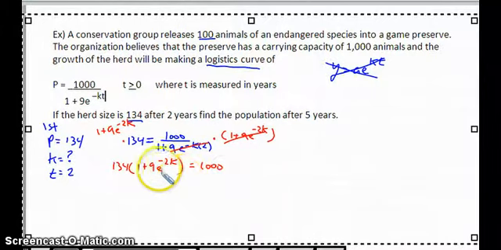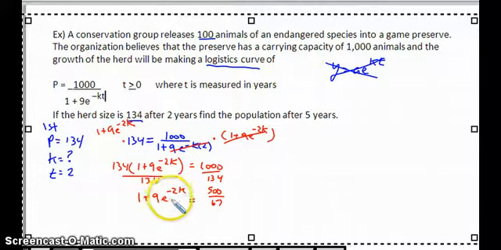Now I can start to get this e by itself. Get rid of the 134. So 1 plus 9e to the negative 2k equals, when I divide this out, and I'll change it to a fraction so that I'm not rounding yet, 500 over 67. Keeping in mind that I'm trying to isolate this e, I have to subtract 1 now. So when I subtract 1 from that, I end up getting 9e to the negative 2k equals 433 over 67. Again, keeping it as a fraction.